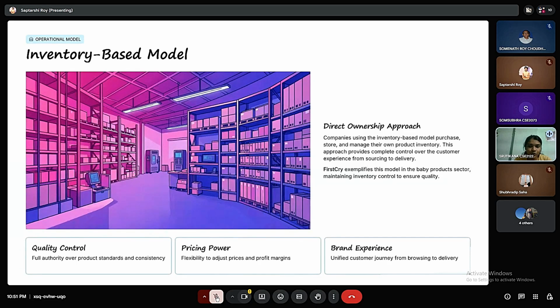Because this company owns the stock, it has full quality control, flexibility in pricing, and can deliver a consistent brand experience to the customer. An example of this model is FirstCry, which maintains inventory to ensure product quality and reliability. In summary, the inventory-based model offers high control and reliability but requires high investment in storage and inventory management. Thank you, sir. Shubhadeep will continue from the next slide.